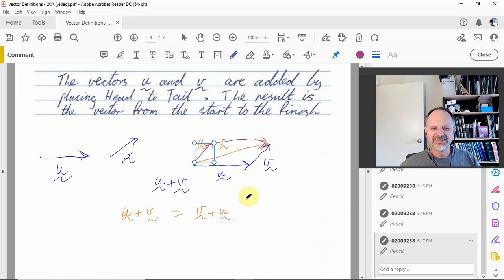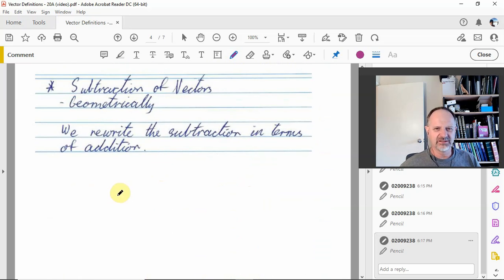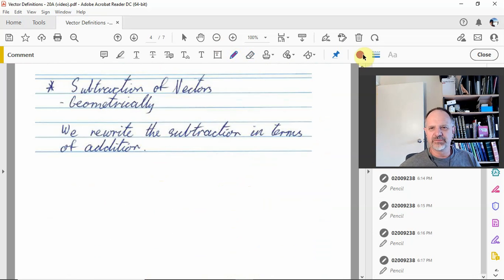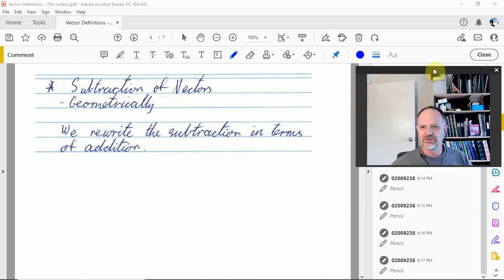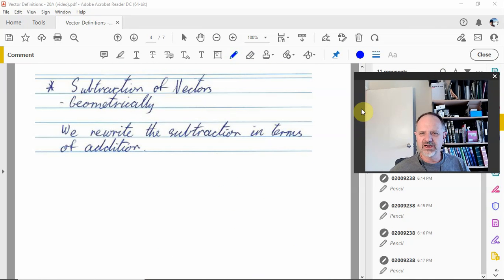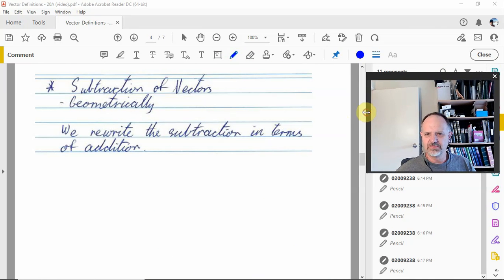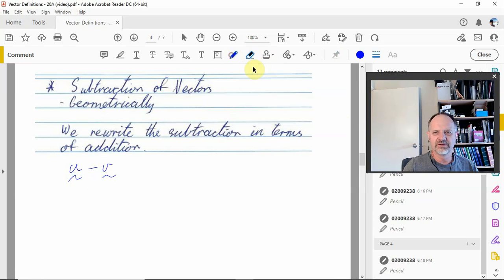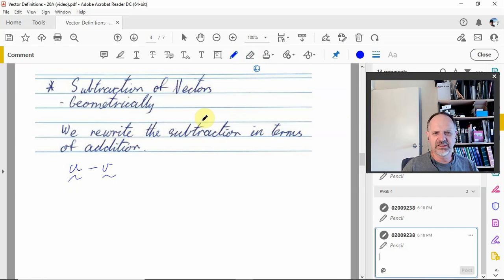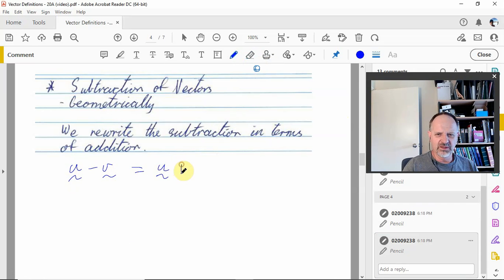Now, the next bit that we get to is subtraction. So subtraction is a bit more tricky to do geometrically. But what we do is a little bit of a modification, if you like, to the sum. And so if, for example, I have u minus v, let me get rid of those dots, u minus v, then as it says here, rewrite the subtraction in terms of addition. So what we do is we rewrite u minus v in terms of addition. What are we adding? We're adding the negative of v.